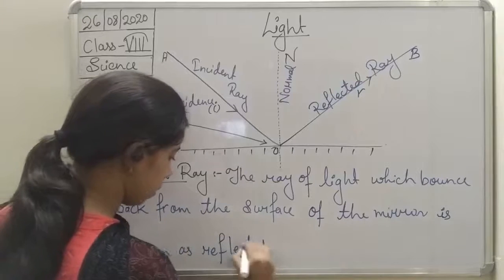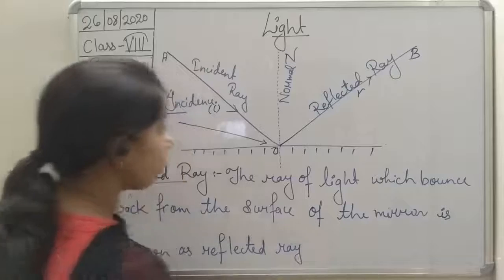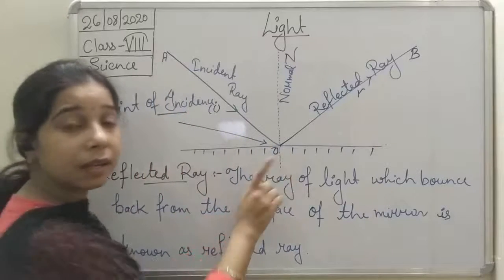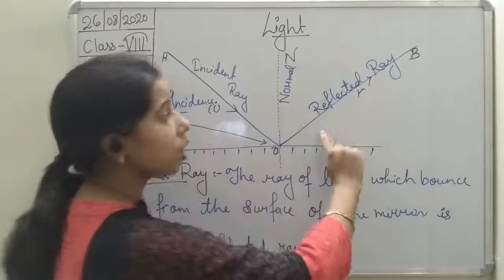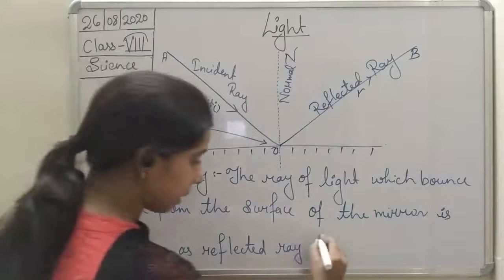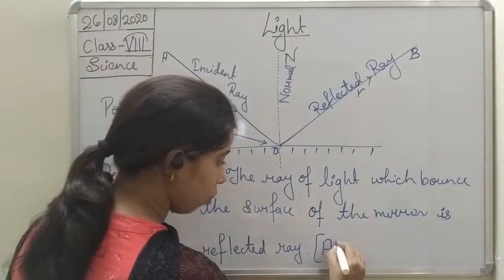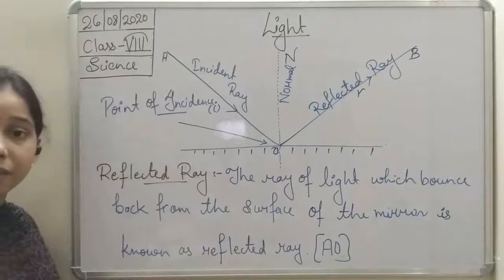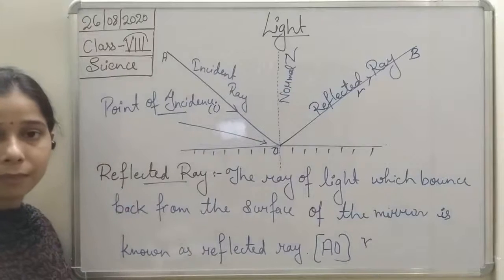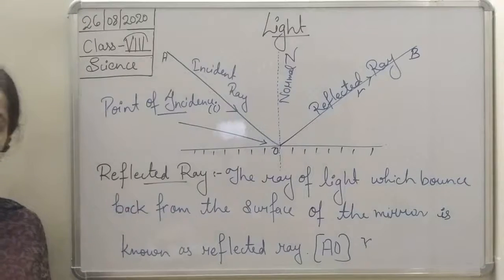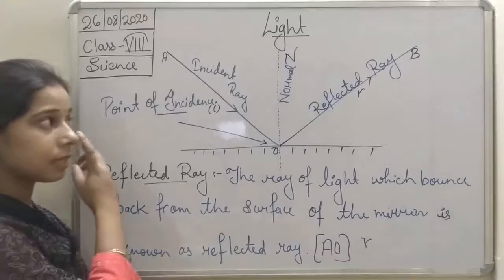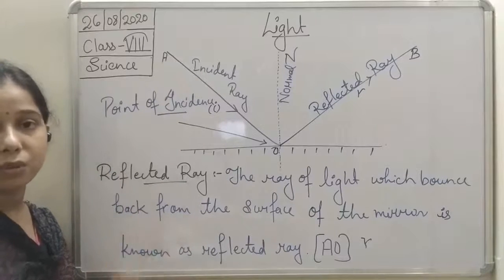Okay, so you can see, student, as the incident ray falls here, this ray bounces back to the other direction. So this ray is known as the reflected ray. You can see the reflected ray is OB. We represent the reflected ray by a small r, and we represent the incident ray by a small i. So this is the point of incidence, this is the incident ray, and that is the reflected ray.